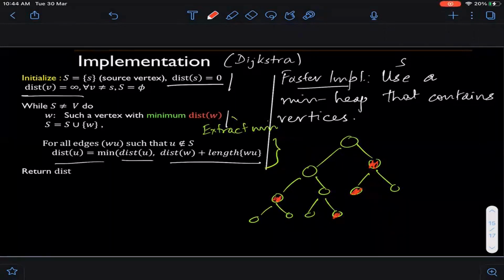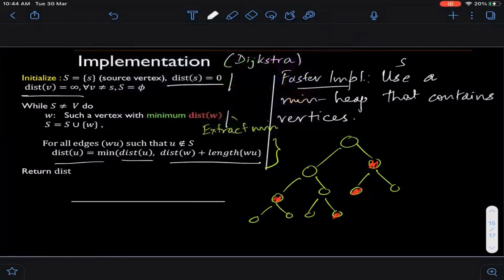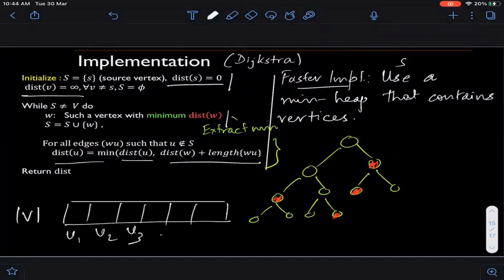So what Utkrisht is suggesting is the following, that we maintain an additional bookkeeping. So what do I mean by that? Well, I maintain an array that will effectively contain the address of every node or every pointer in the heap. What is the size of this array? The size of this array is mod of V. So for each vertex, there is an entry: V1, V2, V3, and so forth.